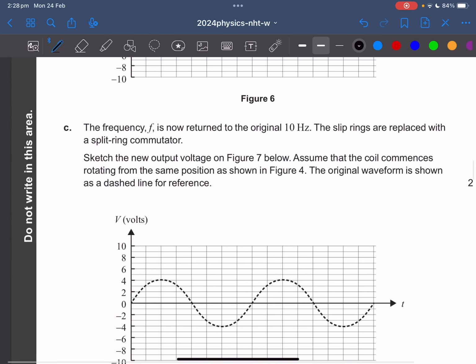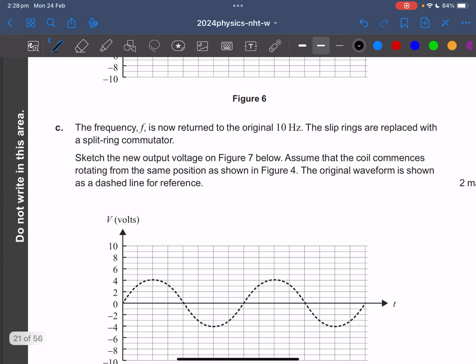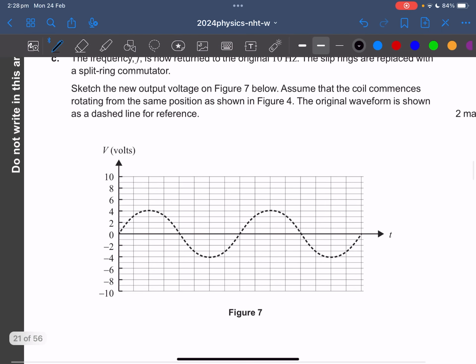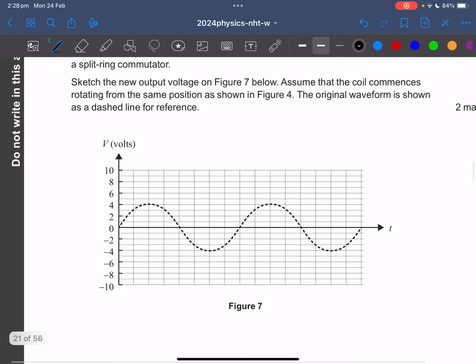Right, the frequency is now returned to 10 Hertz. The slip rings are replaced with a split ring commutator. Sketch the new output voltage on figure 7 shown below. Assume that the coil commences rotating from the same position.